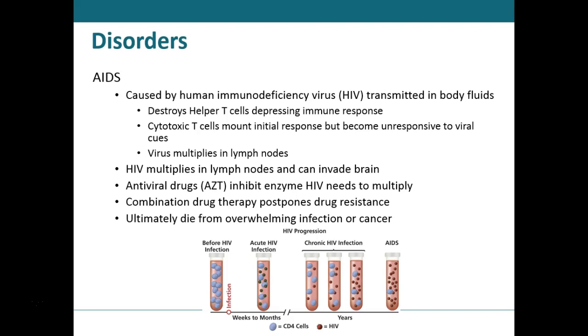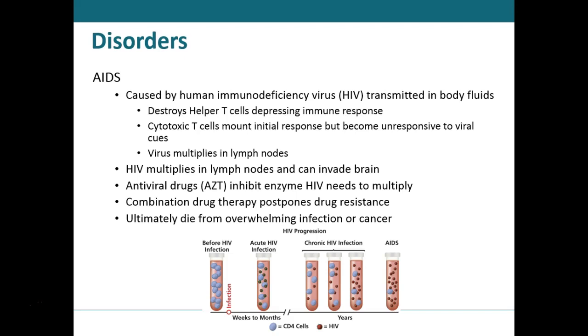Helper T cells usually are replaced as fast as they're destroyed, but after several years, the body's ability to replace those damaged T cells becomes exhausted, and the number of T cells rapidly declines. So after about 2 to 10 years, HIV destroys enough T cells that most infected people begin to experience some of the symptoms of immunodeficiency.